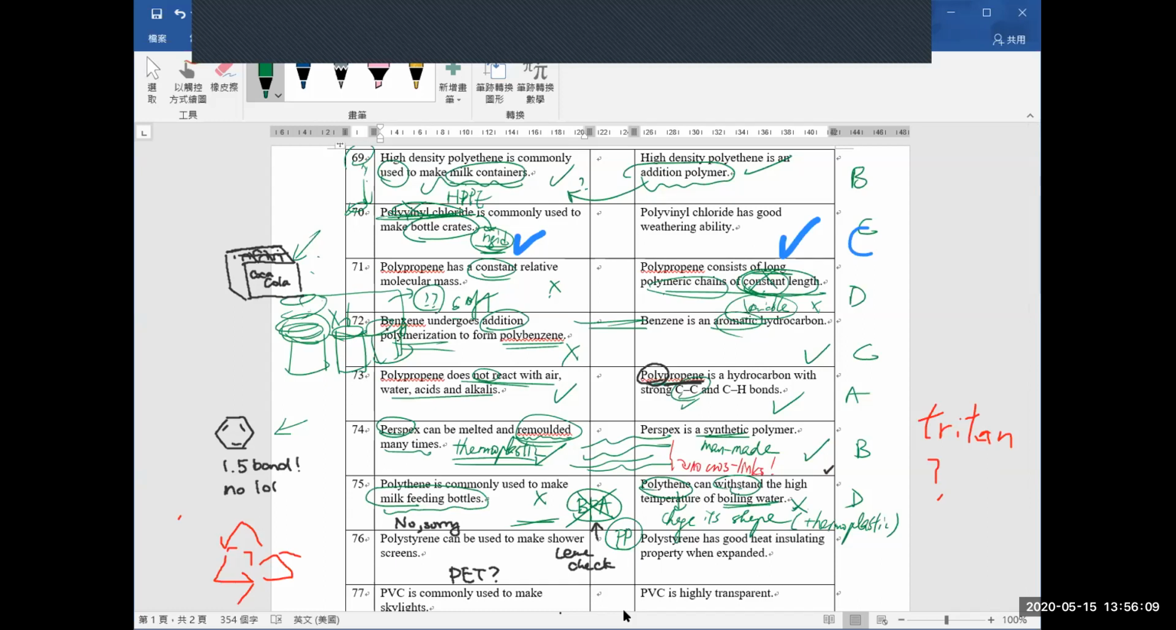The other one, which is tougher, we call PES. So it's another type. We call it polyether sulfone. And the third one is PPSU, polyphenylsulfone. It is another type of material for making milk bottles.